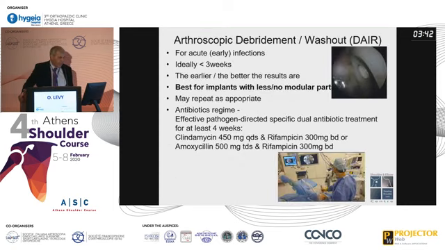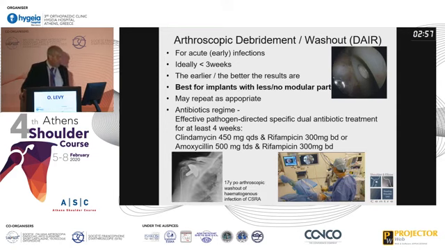And again, this DAIR procedure, arthroscopic debridement washout for acute early infections, ideally less than 3 weeks of the onset of the infection. The earlier, the better the results are. Best for implants that have less or no modular parts, so less modular parts are better, less sanctuaries for the bug. You may repeat it if appropriate, and you need to have an antibiotic regime that is pathogen specific, but you have at least 2 drugs. One of them should be rifampicin, because that breaks the biofilm of the bug. So you either clindamycin and rifampicin, or amoxicillin and rifampicin at least for 4 weeks.